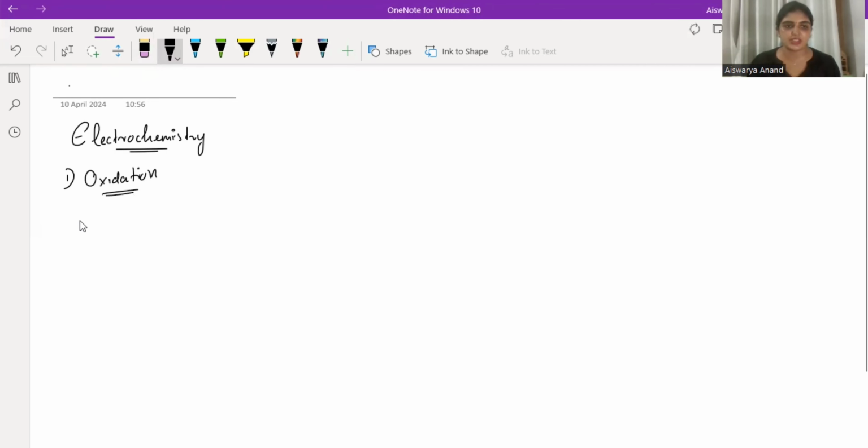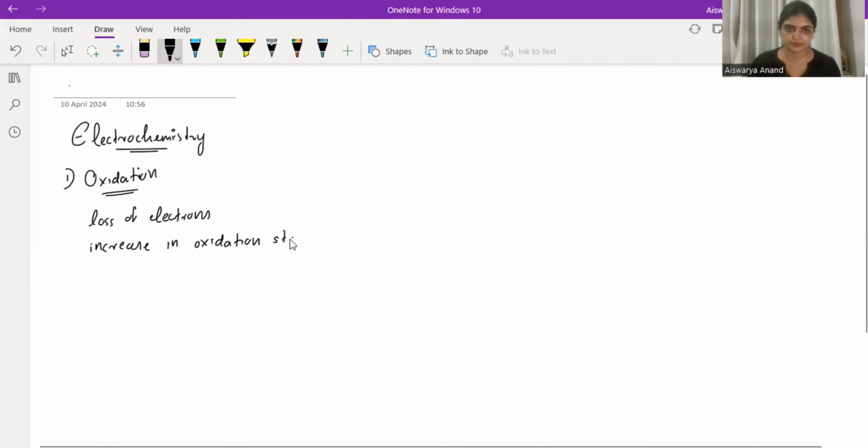Oxidation is either loss of electrons, or you can say increase in oxidation state. A very simple example: Fe2+ is converting to Fe3+ by losing one electron. Here there was a 2+ charge, and now it became 3+ after losing an electron.